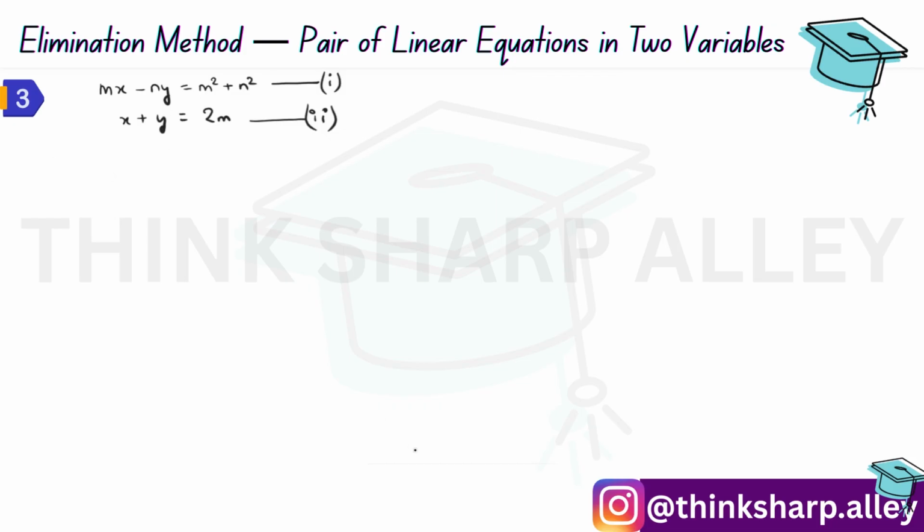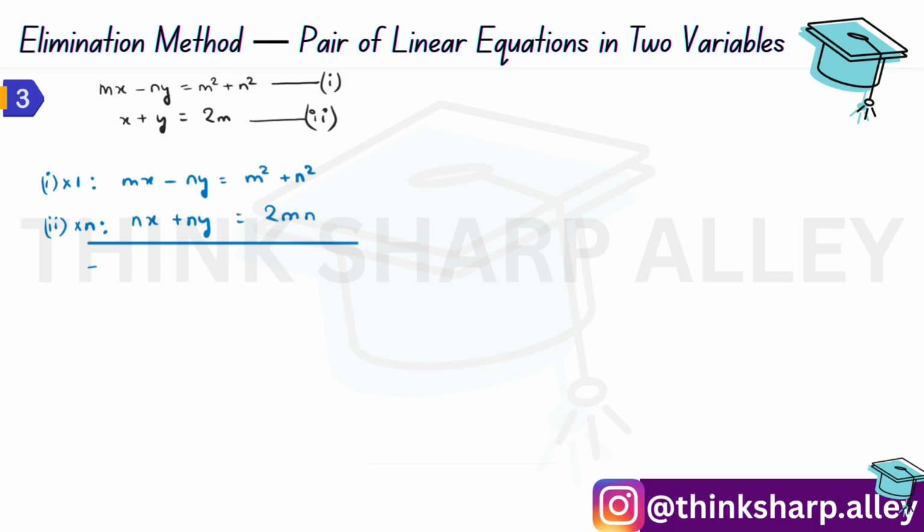So equation 1 remains as it is. So we are not multiplying with anything. Just for the sake of it, I'm writing multiply by 1. It doesn't make any difference, right? And equation 2, I'm multiplying with n. So let us just copy equation 1: m square plus n square. And equation 2 becomes nx plus ny equals 2m into n, 2mn.